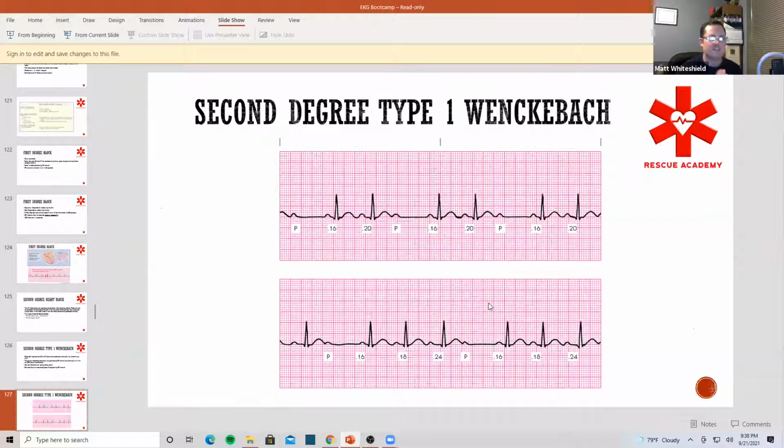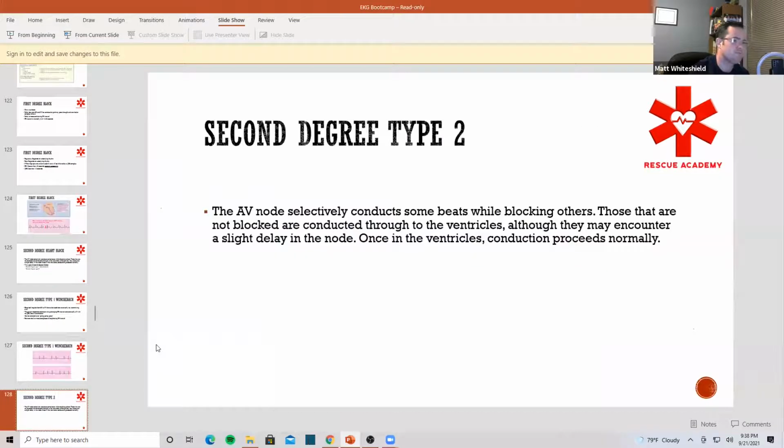There's nothing crazy going on with the QRS complexes, except there's some that are missing, right? They all look completely normal. There's just a change in the PR interval. It's all you need to pay attention to. Let's look at second degree type 2.